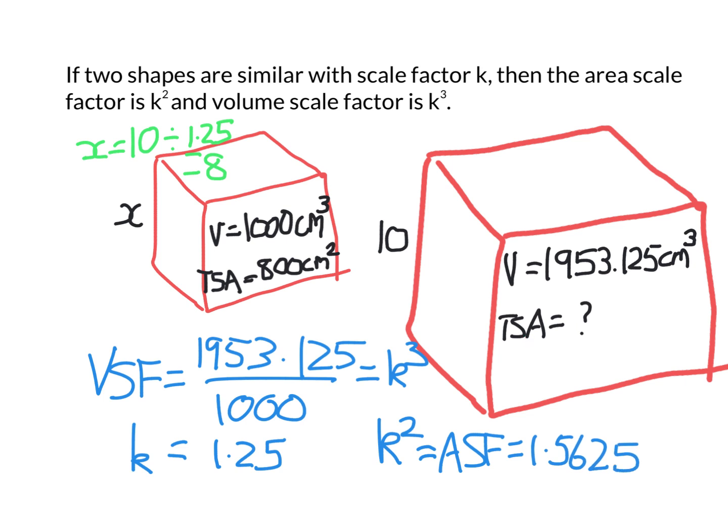What will be the total surface area of this shape? Well, this is the larger shape, so I times by the area scale factor. The total surface area here will just be area of the smaller shape multiplied by the area scale factor. And that just gives 1250. It'll be in the same unit, centimeters squared.